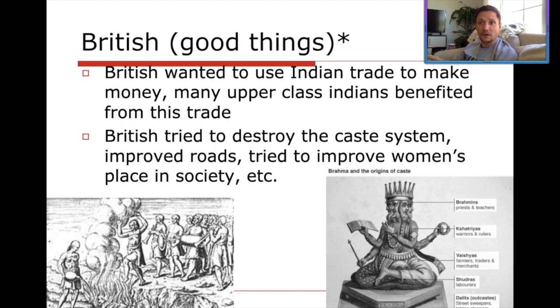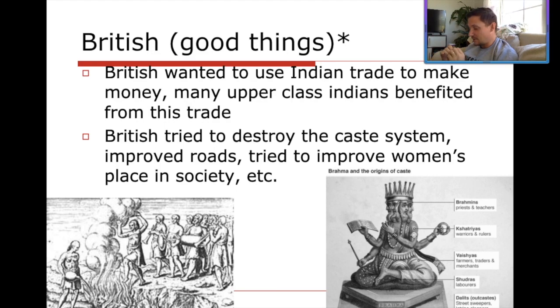So the British are going to outlaw that, which is a very good thing. And it still doesn't sort of exist today in India, but not really in the same strength that it ever did in pre-imperial India. Now, they're going to improve roads and infrastructure. They're also going to try and improve women's place in society in India.